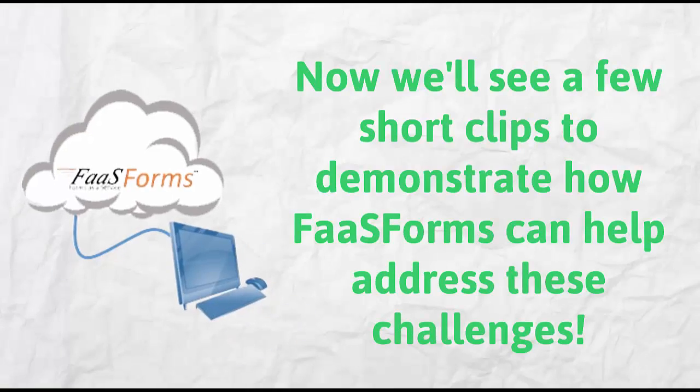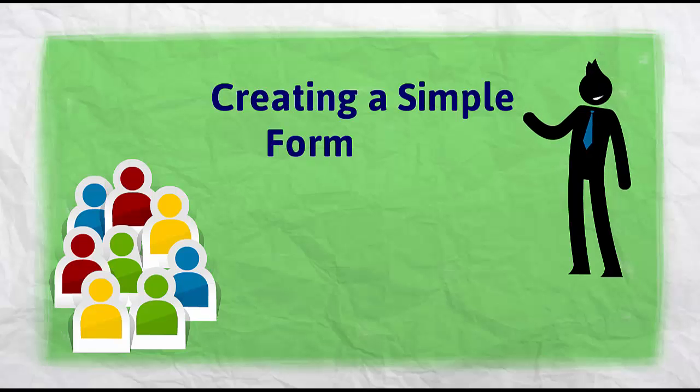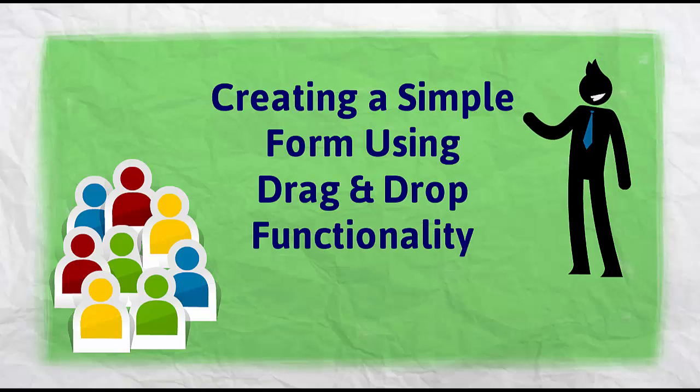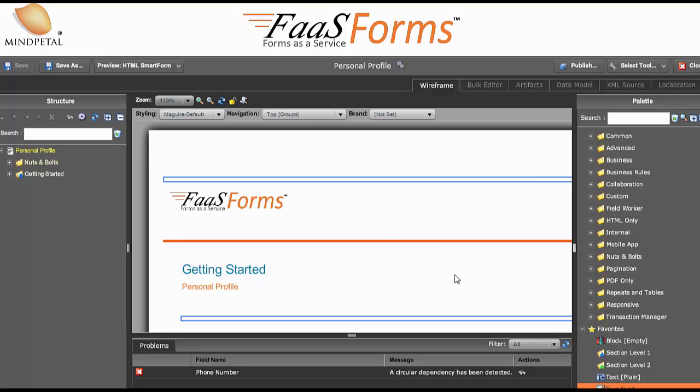Now we'll see a few short clips to demonstrate how FaaSForms can help address these challenges. In this clip, we'll create a simple form, fill in the requested data, and submit it. As you'll see, the tool's drag and drop functionality makes developing forms a breeze. Further, having restrictions on which data can be entered or options selected helps ensure consistent and accurate data across all form submissions. First, we create a new form called Personal Profile by clicking the Create New Form button.